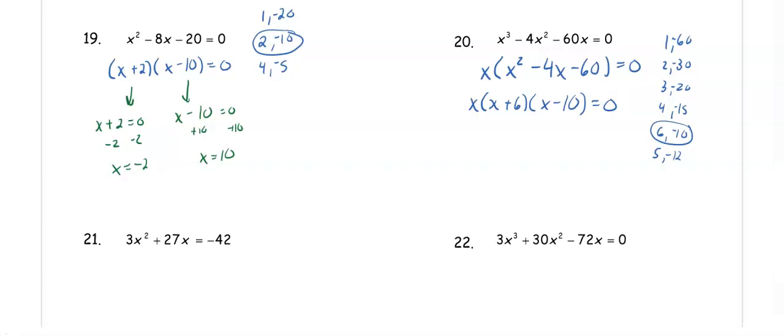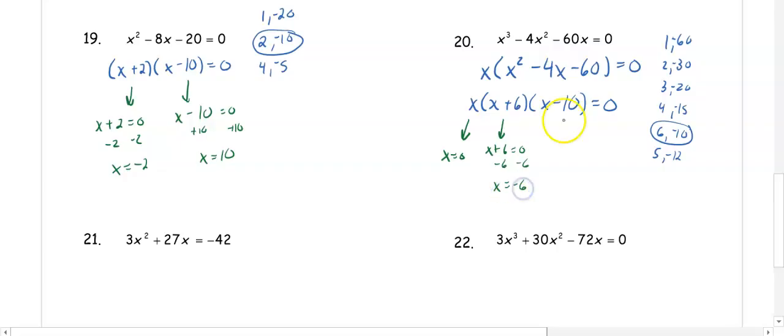This time we see 3 x's, so we're going to have 3 solutions. So x equals 0, nothing to solve, we just have our answer. X plus 6 equals 0, we can subtract 6, so x is negative 6. And x minus 10 equals 0, we add 10, so x is 10.